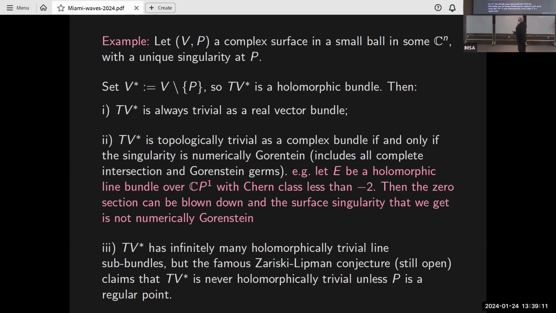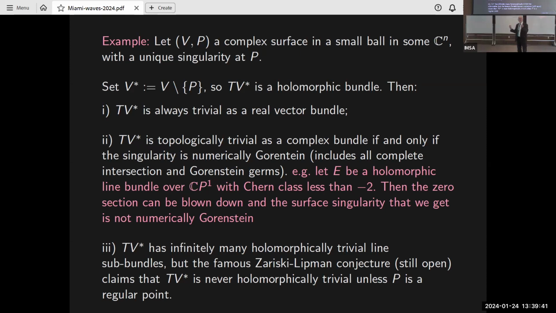And you look at this tangent bundle, it's a holomorphic bundle. But you can forget all the complex structure and just think of it as a real vector bundle. Then it's an exercise, not trivial, but an exercise, to show that this bundle is always trivial as a real vector bundle. The reason is just because the intersection is three-dimensional, the smallest sphere of singularity, which are three manifolds, oriented three manifolds.